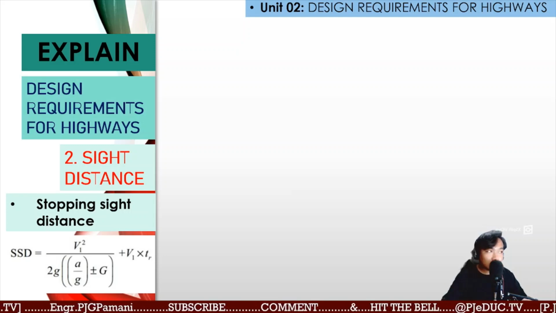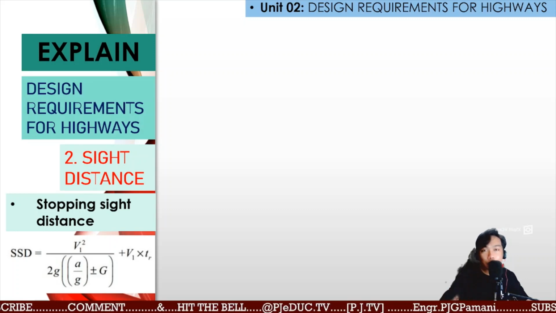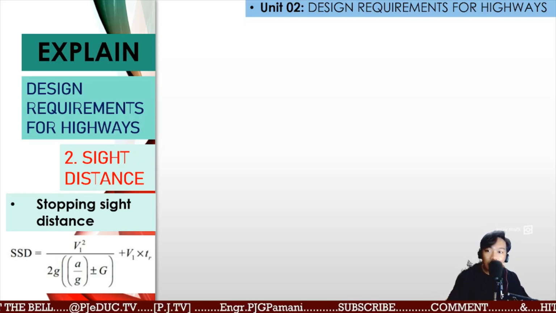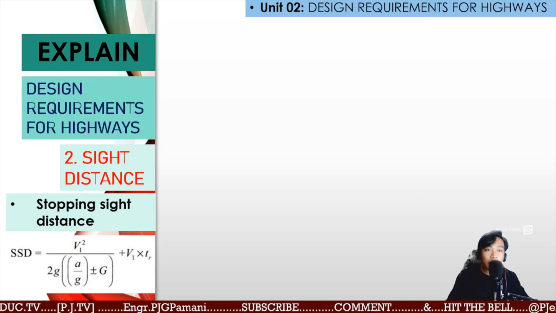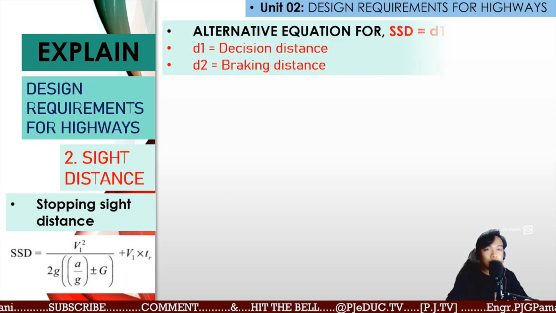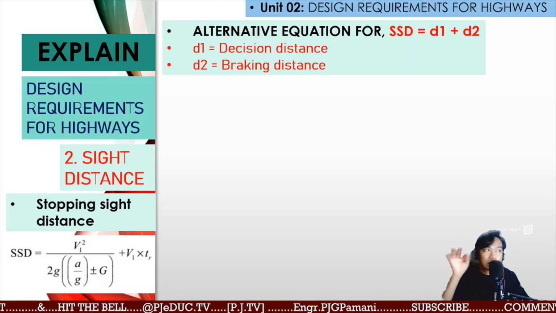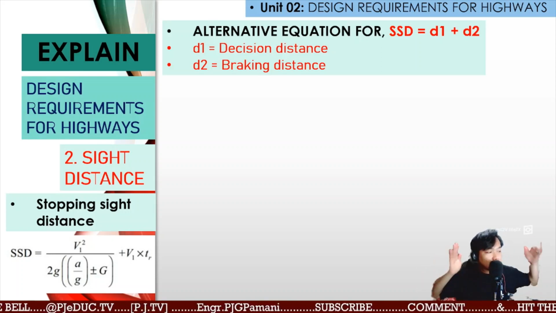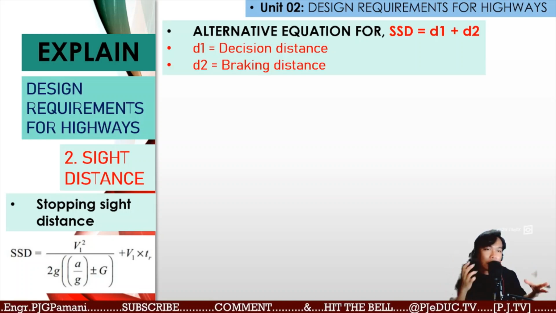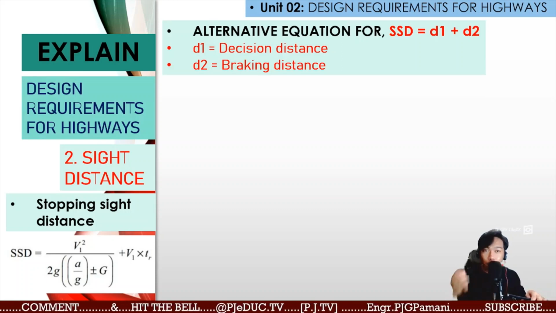Then these are some alternative equations that we can use on stopping sight distance, especially if the grade was not given, and the actual time perception, as well as the grade. So this is the alternative equation for SSD, which is distance 1 plus distance 2. Distance 1 is the decision distance. So here you will now make a reaction. At this particular distance, will I brake? Will the movement of my vehicle slow down? Should I speed up or should I slow down?